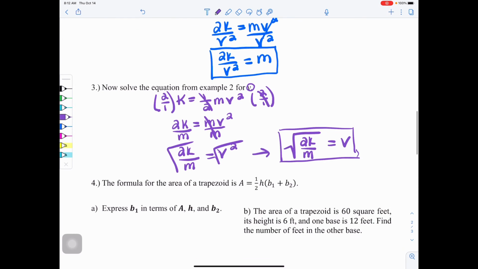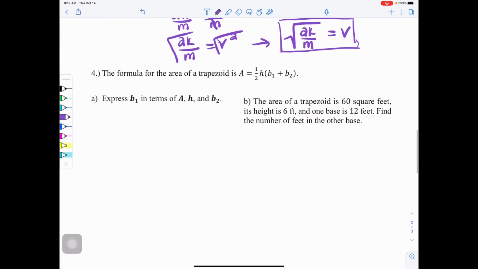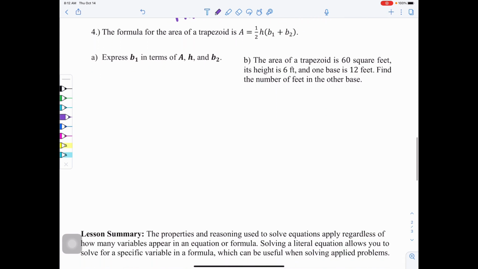Now, our last example, number 4, is showing you a benefit of being able to take these literal equations and solve for a particular variable. It comes in extremely handy when we're working with formulas. So the formula for the area of a trapezoid is A equals 1/2 height times base 1 plus base 2.